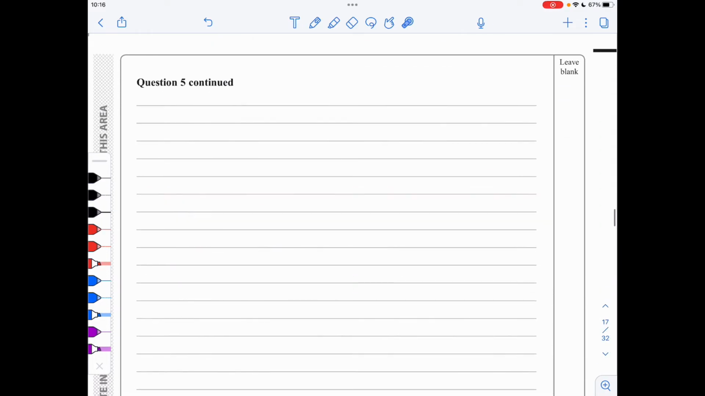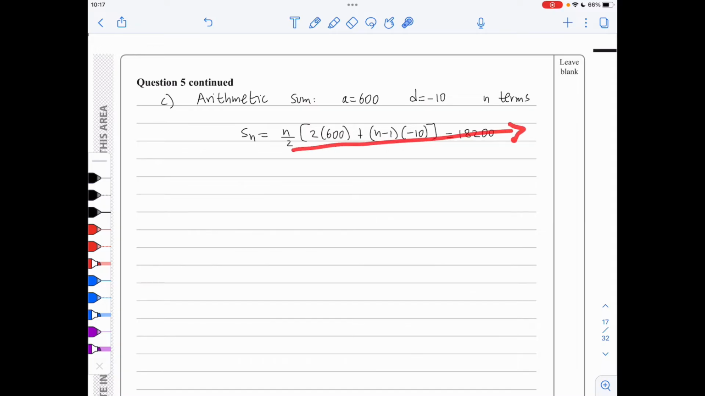So what we're looking at here is an arithmetic sum again, with first term being 600. The common difference is negative 10 because the amounts drop by 10, and we've got n terms. So Sn will be n over 2, (2a plus (n minus 1)d). So we have been told that this is 18,200.